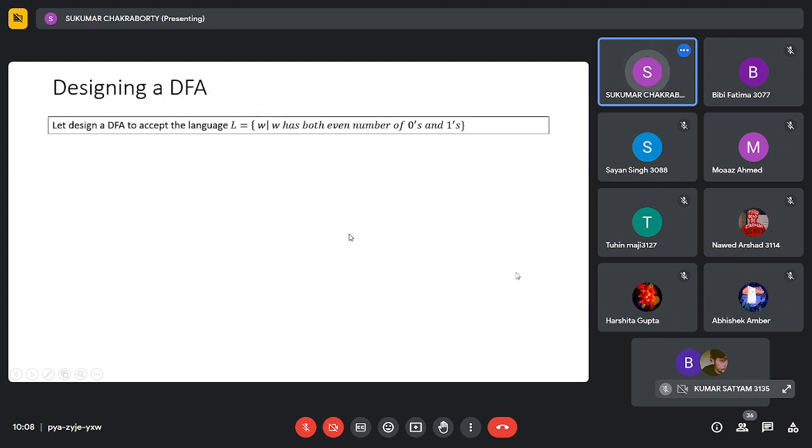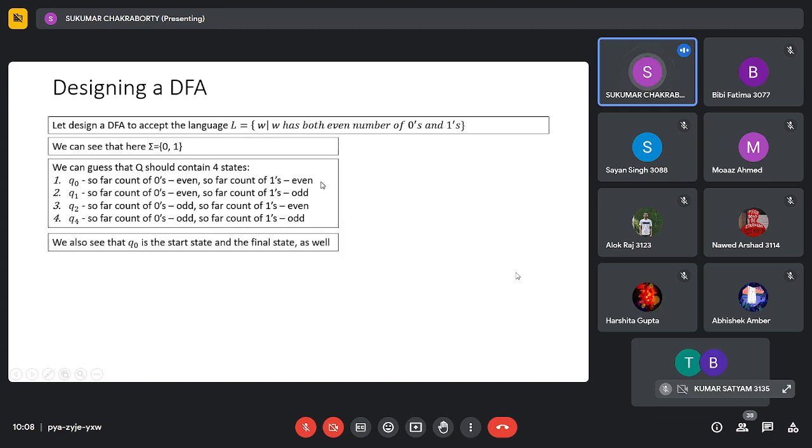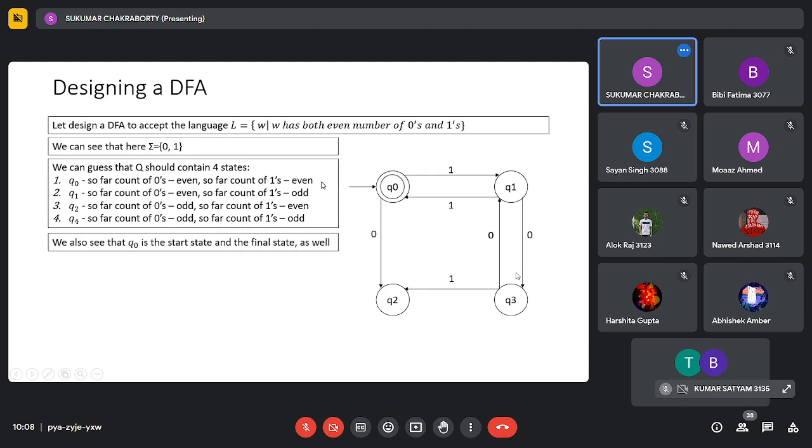Before that, let us try to design a DFA. We are trying to design a machine which will accept both even number of zeros and ones. That means any string of zeros and ones which contains an even number of zeros and an even number of ones, in any order. The order does not matter. So that is the machine we are trying to design, and this is the machine that does so.